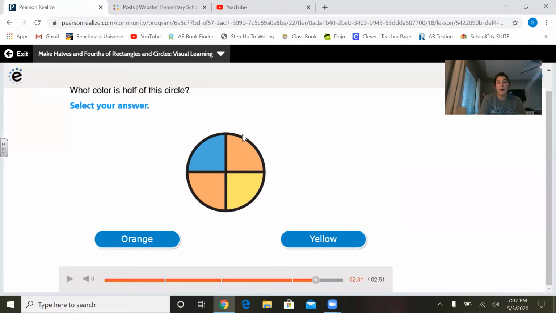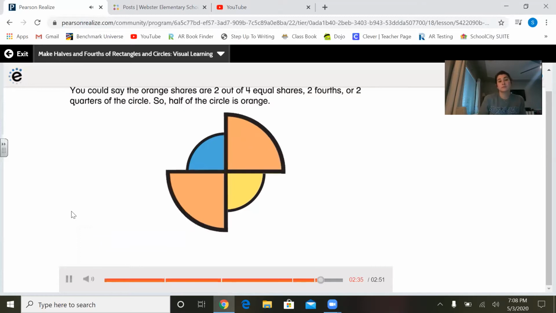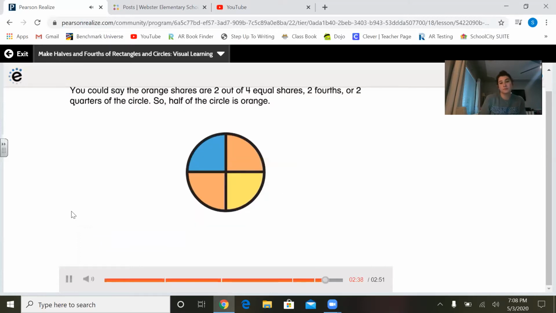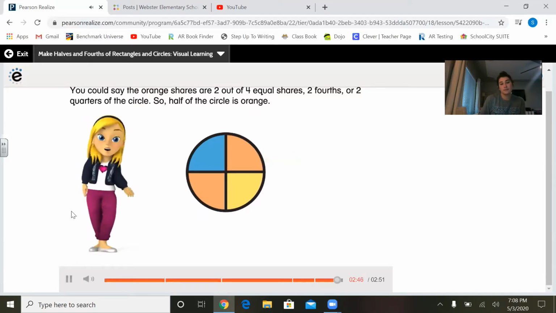So what color covers half of my shape? Does yellow cover half of my shape? What about blue? Does blue cover half of my shape? What about orange? What if I moved this part over here? Would that be half of my shape? Yeah, so orange takes up half. You could say the orange shares are 2 out of 4 equal shares, 2/4 of the circle. So half of the circle is orange. Now you know about halves and fourths of shapes.